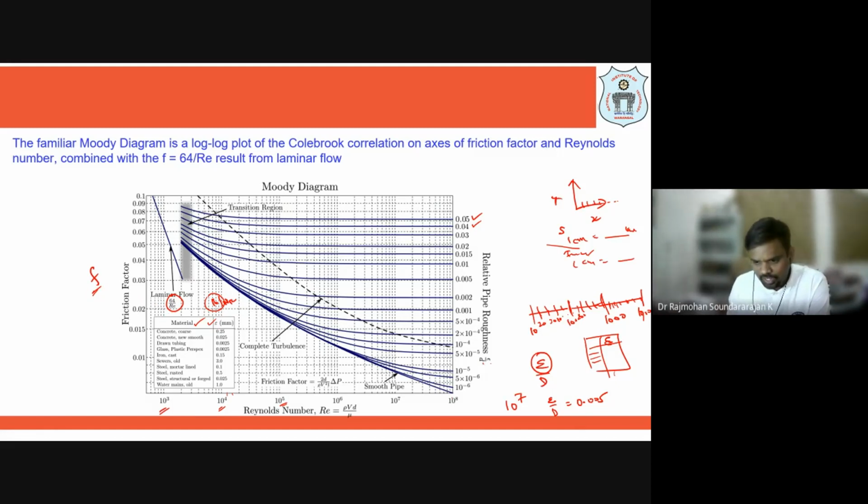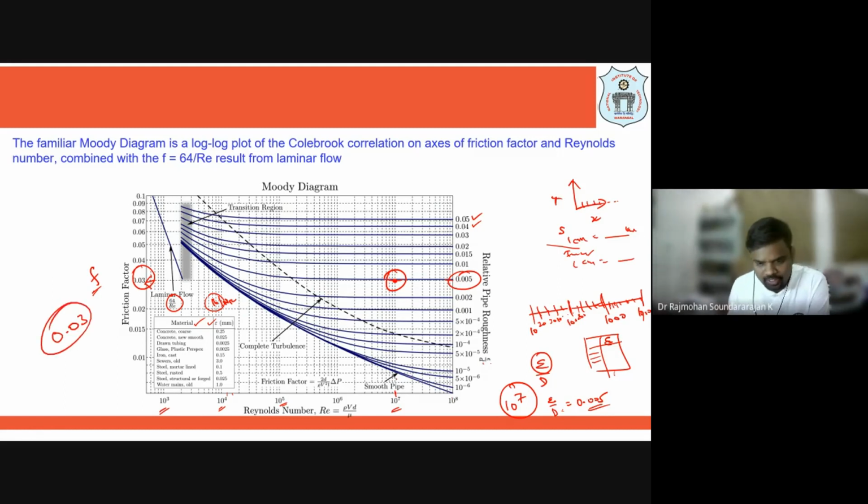So now, as I told, I have a condition of Reynolds number equal to 10 power 7, epsilon by D value of 0.05. It is like this blue line. For each blue line, a value of epsilon by D is given. So this is the line. This is 10 power 4. And this is my 10 power 7. So on this line, what is the corresponding value on the y-axis? It gives me the friction factor, which is 0.03.